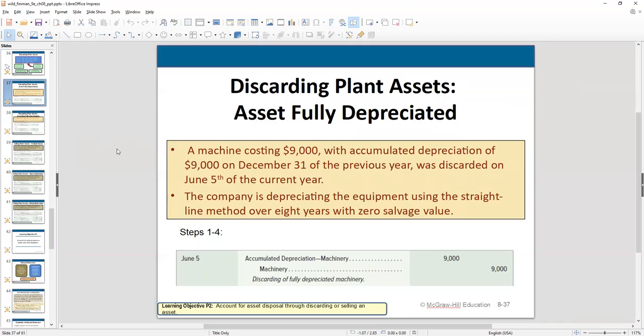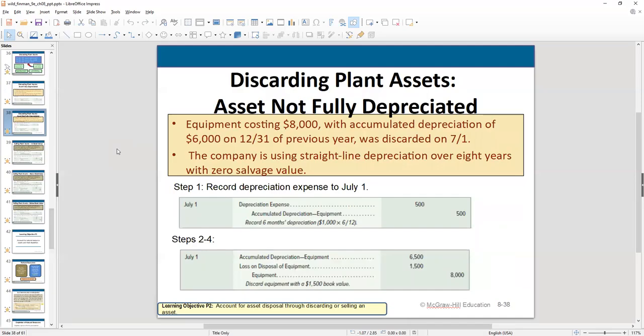So in our example, a machine costing $9,000 with accumulated depreciation of $9,000 on December 31st was discarded on June 5th. Okay. So we have zero salvage value when we depreciated it. So we're just going to do a debit to accumulated depreciation, because we've got to wipe that off the books when we get rid of it, right? And then we've got to wipe the machinery off. So we're going to credit the asset called machinery, and that takes it off the books.